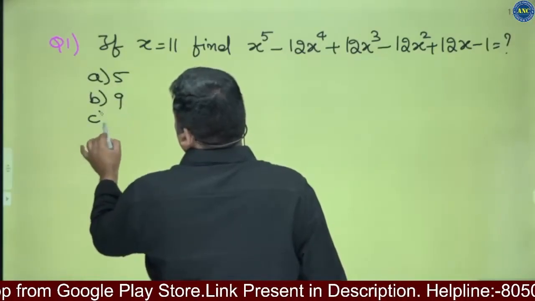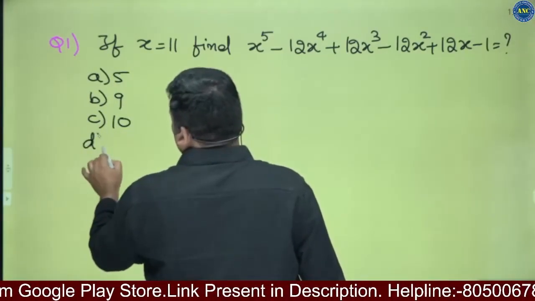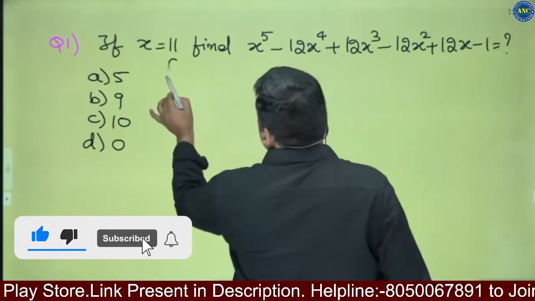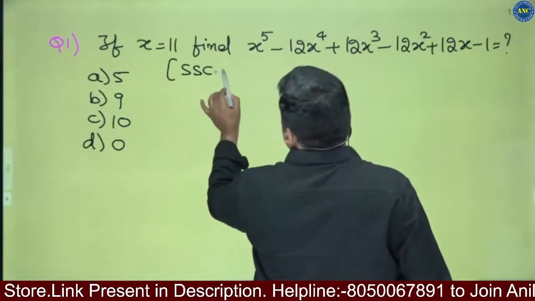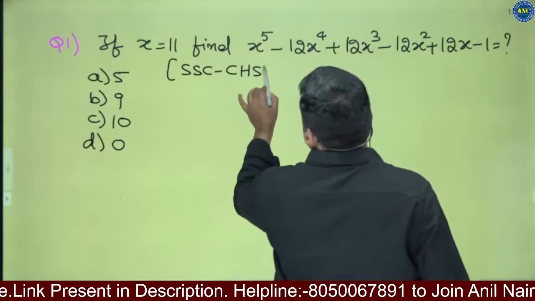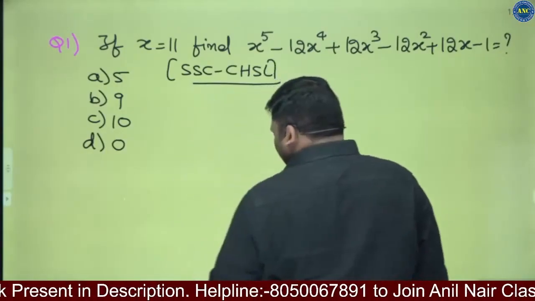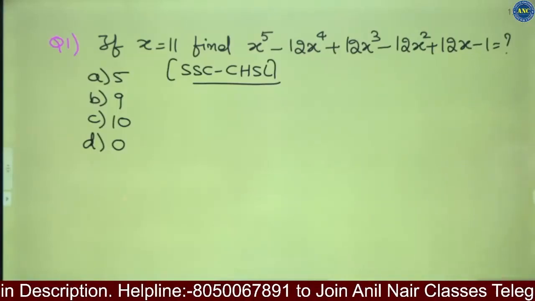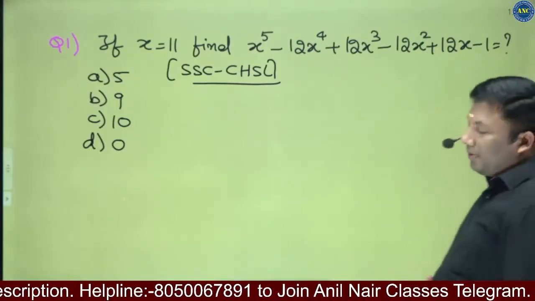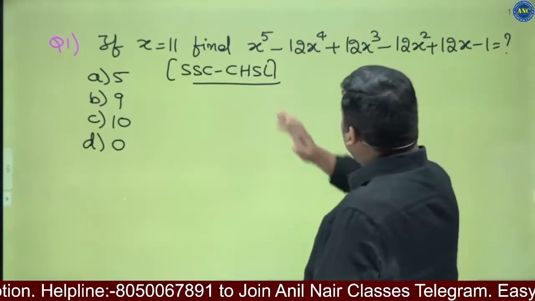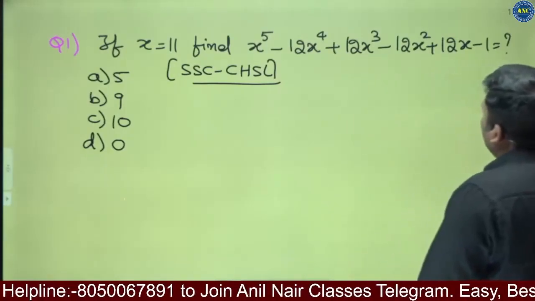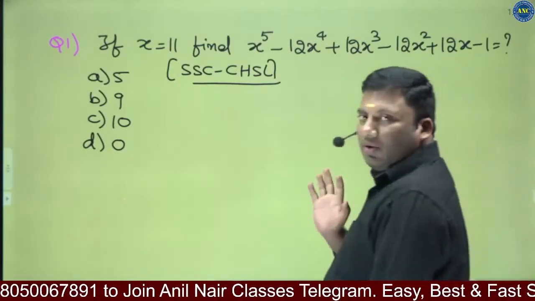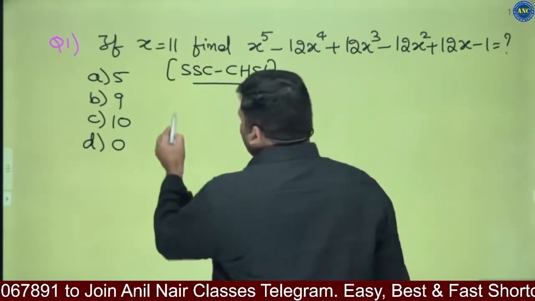Those of you who want to know the source, this question is picked from SSC CGL. Original previous year question. If x equivalent to 11, find x power 5 minus 12x power 4 plus 12x cube minus 12x square plus 12x minus 1. Now, what is the textbook method?